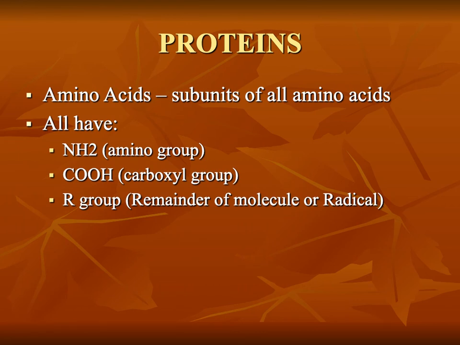Proteins are made up of amino acids, long chains like starches are made up of sugars. Proteins are made up of amino acids, and these all have an NH2 amino group and a COOH, a carboxyl group, and then some sort of a radical on the end that makes them different.